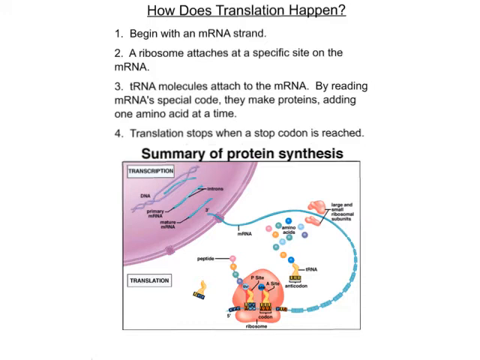And the messenger RNA has a very special code that it sends out. And this tRNA reads that code and is able to add the appropriate amino acid that the code is for to this string of amino acids, and eventually that string of amino acids becomes a kind of pre-protein, a string that's going to become a protein. So translation eventually stops when a code that says stop is reached. It's called a codon. And we're going to talk more about that in the next slide.